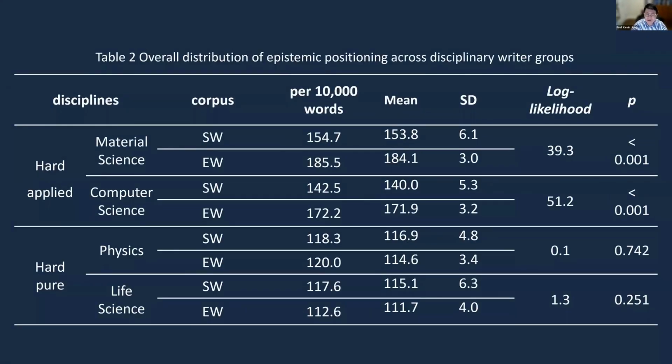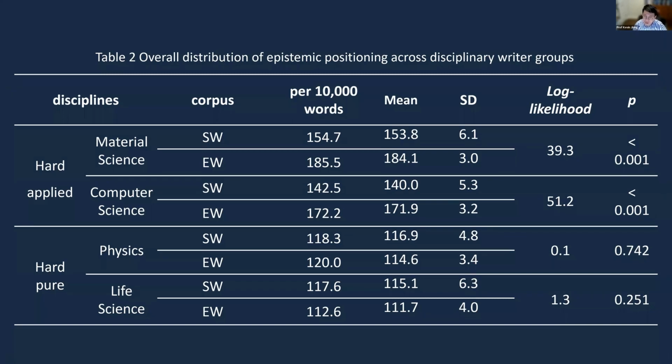But when we take a close look at the overall distribution across disciplinary writer groups, we found very interesting differences, as we can see in table 2. In this table, we can see that the difference in applied disciplines exhibits statistical significance, with the epistemic markers used less frequently in student texts than in research articles. The left 2 columns show the statistical results to see whether differences are significant or not. In contrast, the writer groups in pure disciplines show no significant differences.